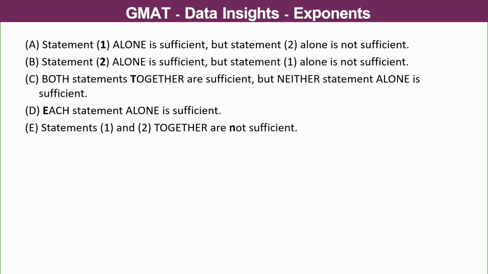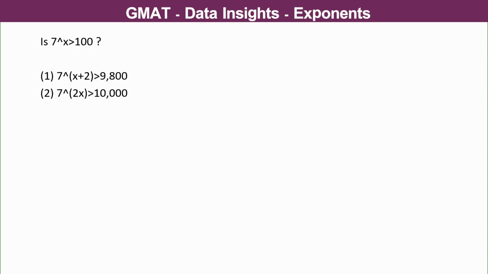So, if statement 1 alone is sufficient but 2 alone is not sufficient, then you will select option A. If statement 2 alone is sufficient but 1 alone is not sufficient, you will select option B. And if both the statements together are sufficient but neither statement alone is sufficient, then your answer becomes option C. And option D says each statement alone is sufficient, and when statements 1 and 2 together are also not sufficient, then your answer becomes option E. Let's look at this first question now.